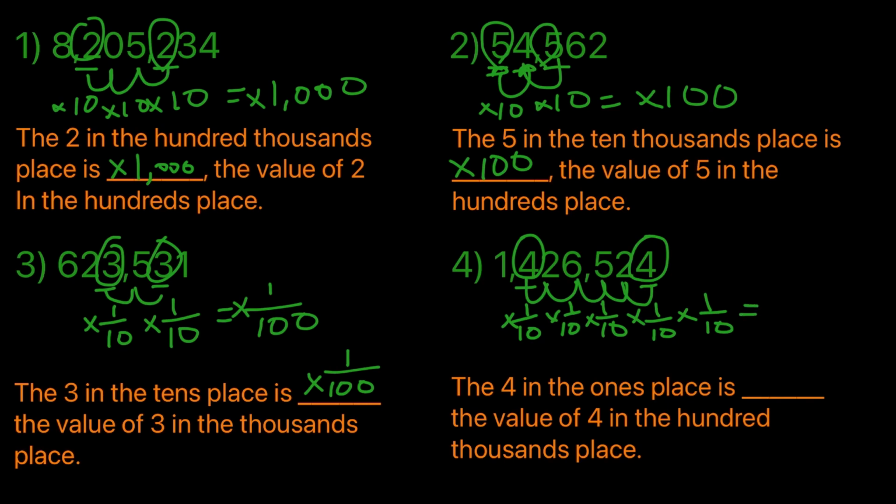And after multiplying that together, we will have times 1 over 100,000. So we will write it here, times 1 over 100,000. And we got that because there's a total of 5 zeros, 1, 2, 3, 4, 5. So that is 1 and then 5 zeros, like that. And that's in the denominator.